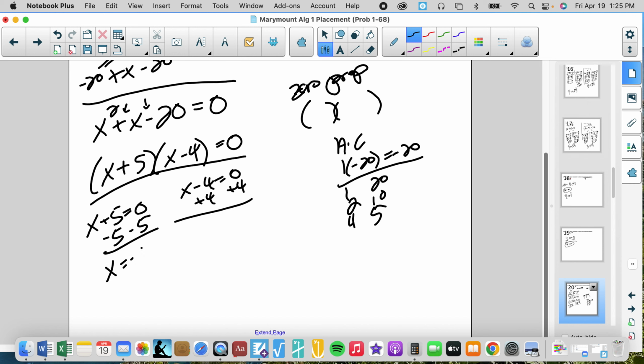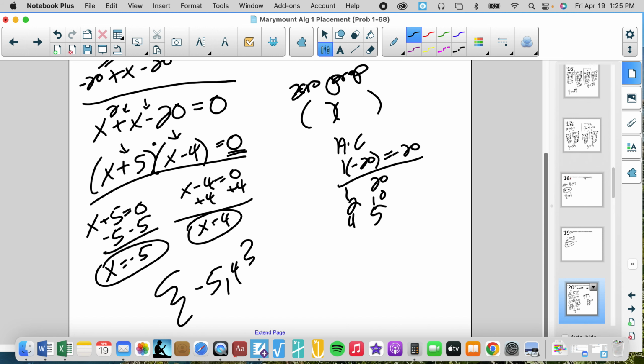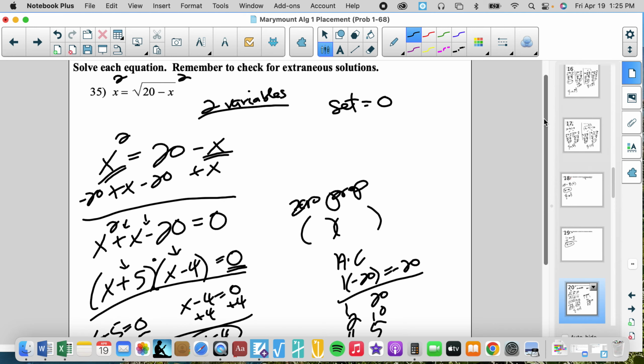We get x equals negative 5, x equals 4. Those are the two values that would make these 0. How do we know it was 0? Because the only way you can multiply two numbers and get 0 is if one of those two is 0. Negative 5 and 4. I'm going to look for extraneous.